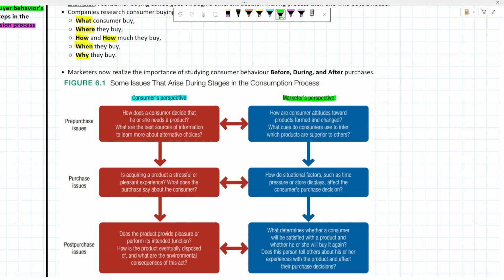So this is before. Now, during the purchase, from the consumer's perspective, we have, is acquiring a product a stressful or pleasant experience? What does the purchase say about the consumer? And then from the marketer's perspective, we have how do situational factors such as time, pressure, or store displays affect the consumer's purchase decision? Now we have after purchases, or post-purchase issues.